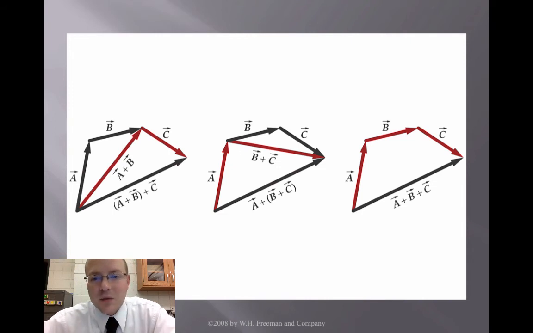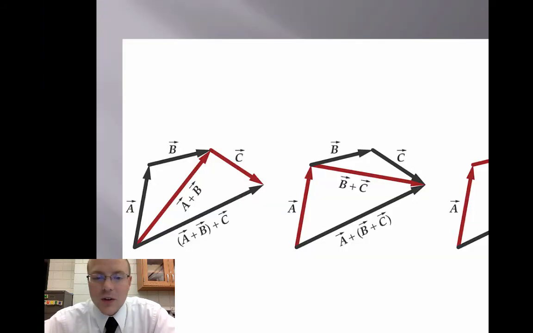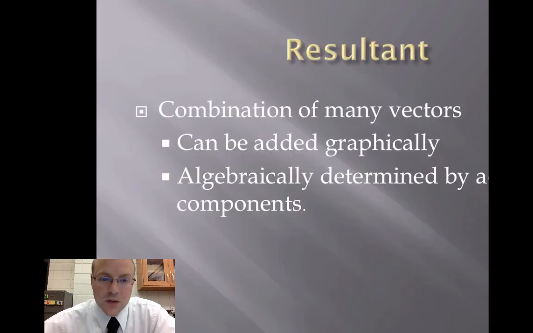Okay, and even in this example, we've got three vectors. Vector A plus vector B plus vector C gets you all the way over to that far point. But you could just do vector A and then B plus C, or A plus B plus C. Combining vectors through addition really has no effect on the result. And that's what we call that. When we combine multiple vectors together, we call them a resultant. We can add them graphically, we can add them algebraically. We'll save the algebraic with components for the next lesson.